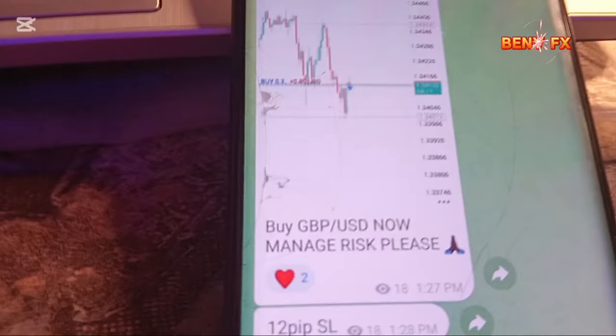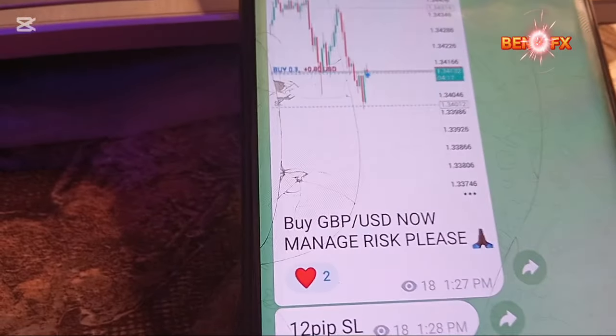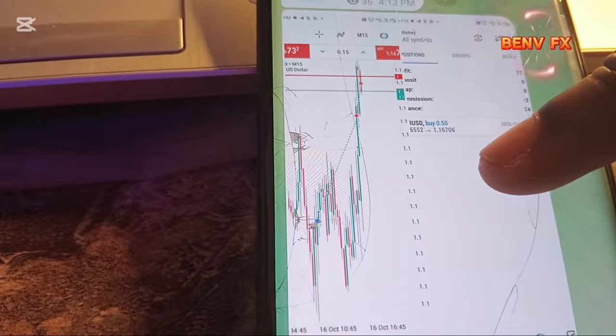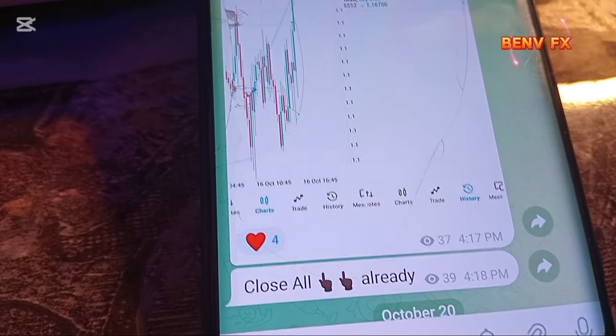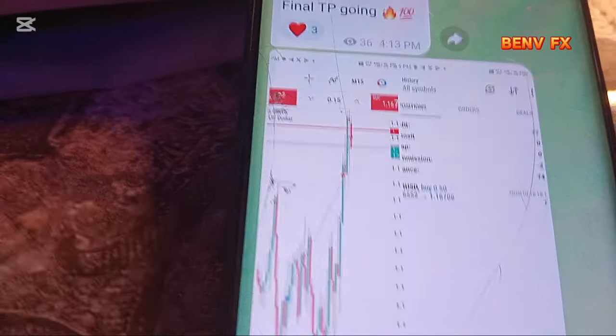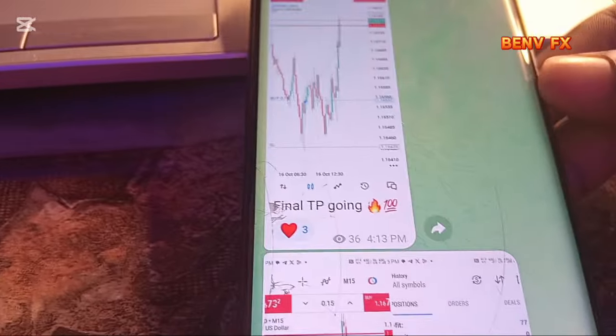Please, you understand? So then I think this is the last trade that I share with them. Closed already. You understand? This is the last trade that I share with them. Then this is it here.